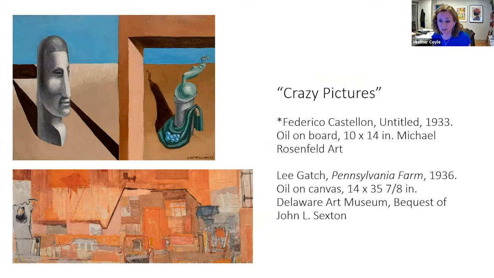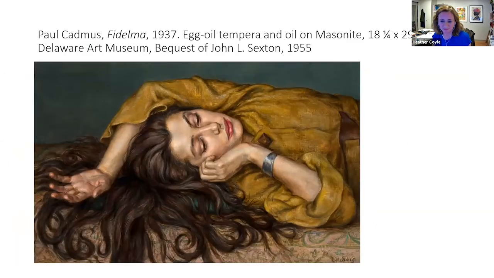Another so-called crazy picture of a very different sort was Lee Gatch's Pennsylvania farm, which the reporter described as a cubist's subconscious realization of farm life. Of Cadmus, the reporter noted, "Cadmus has often been characterized as the bad boy of art, but the painting Sexton has is a conventional, beautiful picture." And it is indeed a gorgeous tempera painting of Cadmus's sister and Lincoln Kirstein's wife, Fidelma.